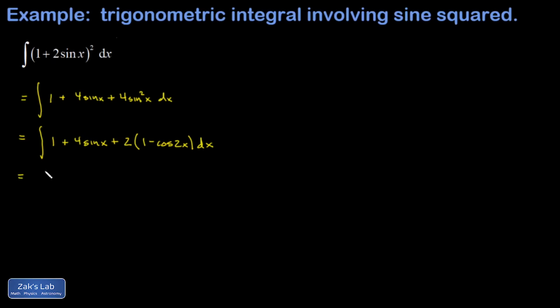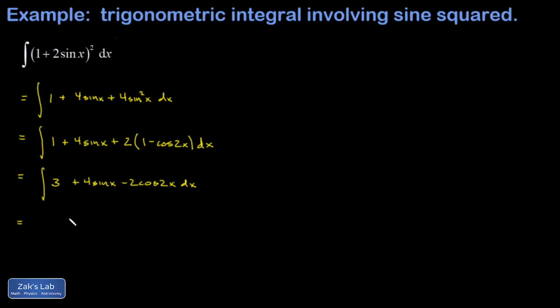And just to clean things up before I actually guess antiderivatives, when I distribute the 2, I end up with a constant of 2 there, and I'm going to combine it with the 1 out in front. So I have 3 plus 4 sine x minus 2 cosine 2x dx. And at this point, we can just guess antiderivatives term by term.